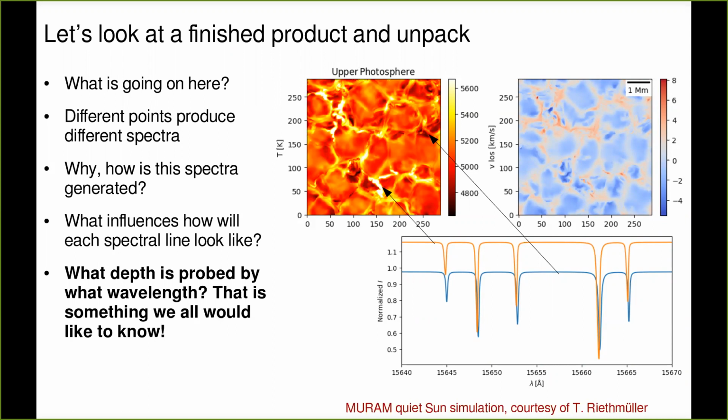I consider one spectrum, let's say this orange one. And from this spectrum, I can measure various quantities. I can measure velocity, I can measure magnetic field, I can measure temperature. But we know that there is not one temperature, there is not one magnetic field, there is not one velocity in the atmosphere. It changes with height, right?